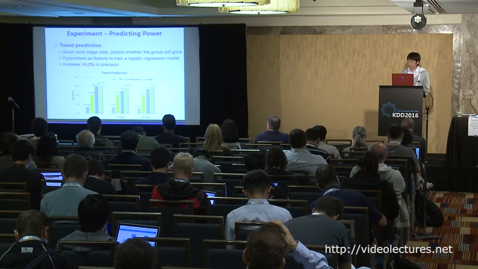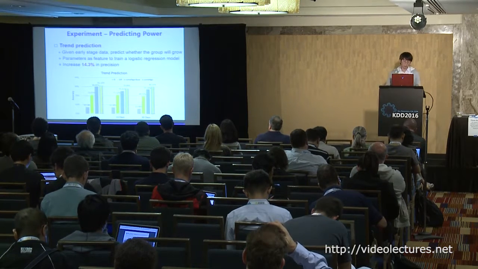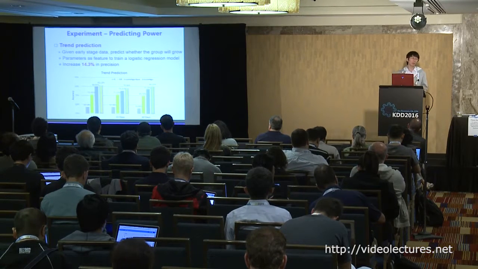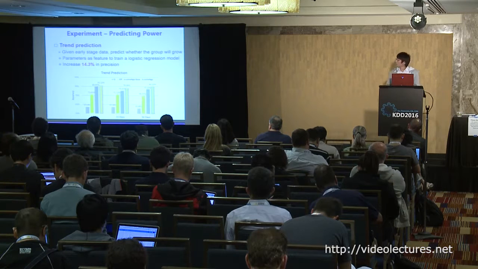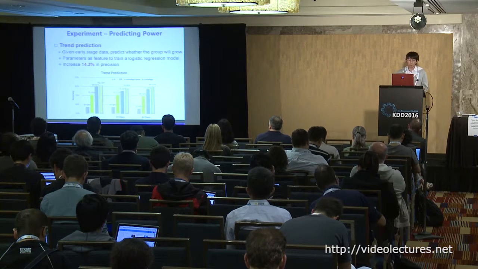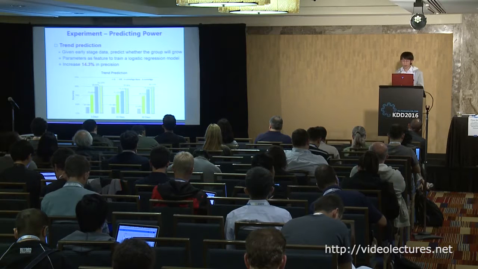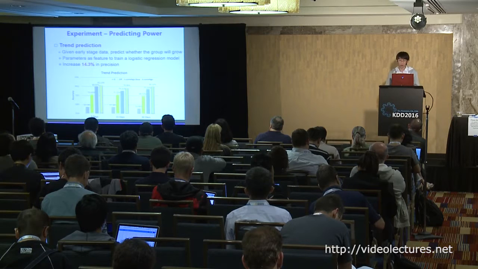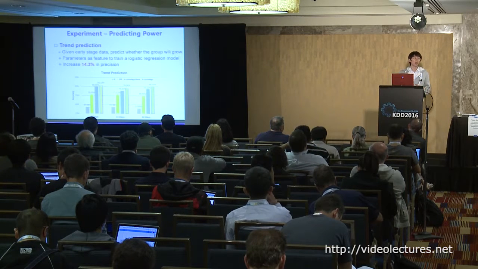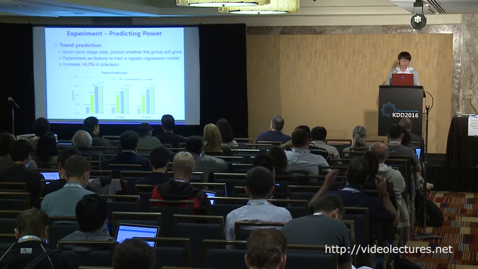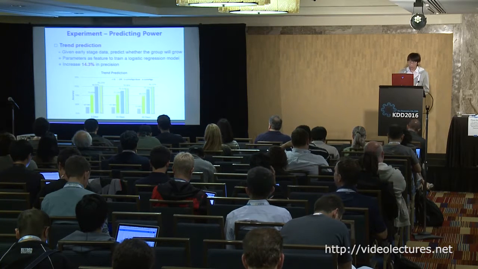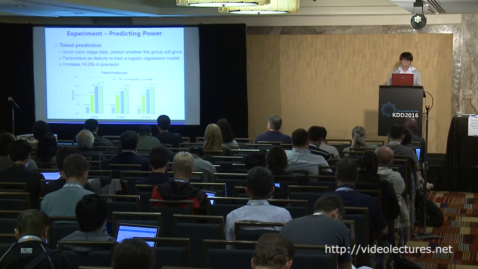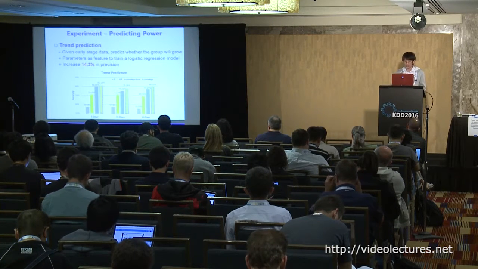Also, we can predict the group growth trends, because in some situations we don't care about the detailed group size, but we care whether the group will grow or decline. Similar to the size prediction problem, we use the early stage data to train our model, and we use the parameters to train a logistic regression model to classify the group into the growth group and the decline group. In the prediction problem, we achieve about 80% precision in both short-term and long-term prediction.